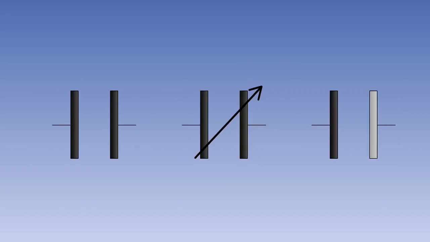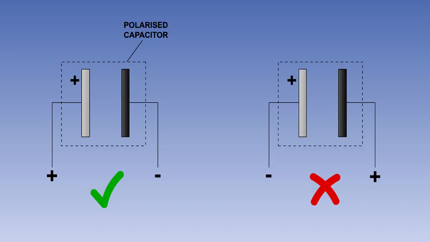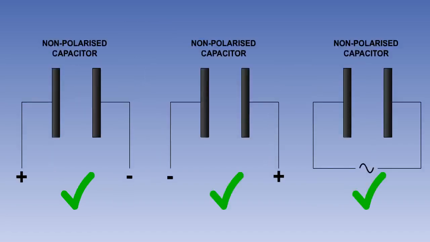Capacitors can be either of a fixed or variable capacitance, and they may be polarized or non-polarized. A polarized capacitor can only be used in DC circuits, and it must be connected in the correct direction in the circuit. If it is connected wrongly, it will almost certainly be damaged beyond repair. A non-polarized capacitor can be used in either DC or AC circuits, and can be connected in either direction.